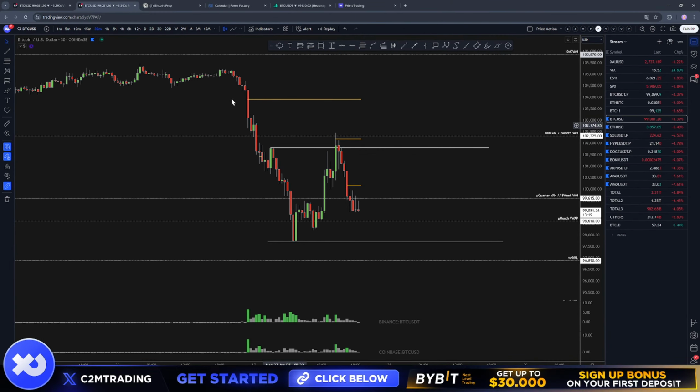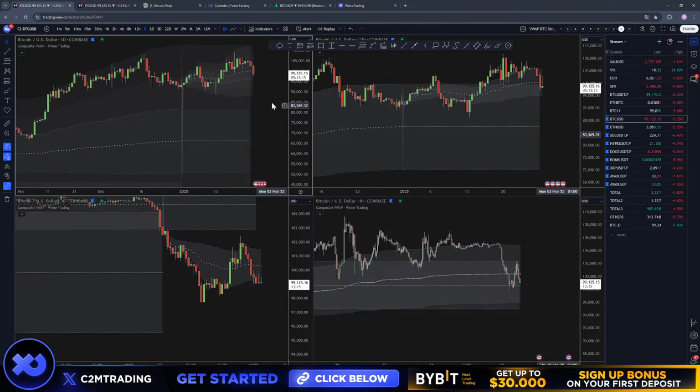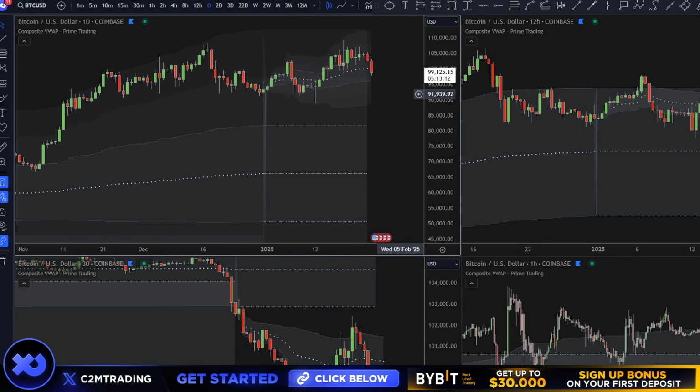Okay, moving forward, Bitcoin VWAP. Here's where things get interesting. Based on the yearly, we are kind of forming a range in the middle of nowhere. We've got yearly support all the way down towards 80K. I think a lot of people are not going to be prepared for that.